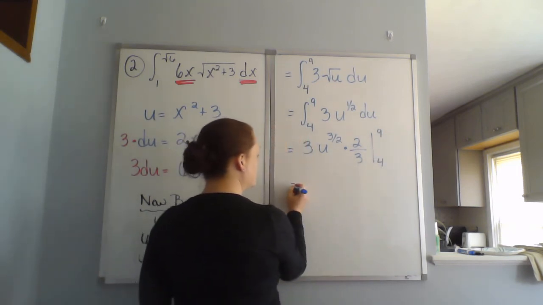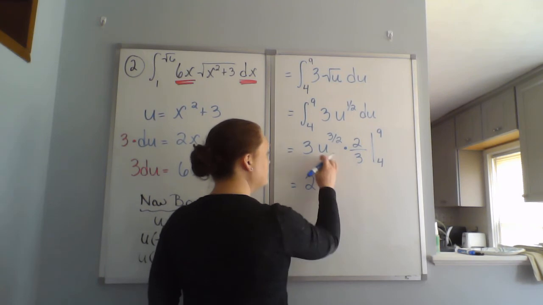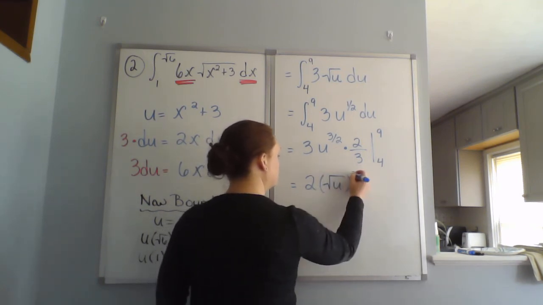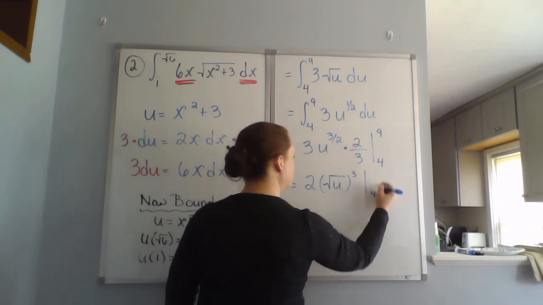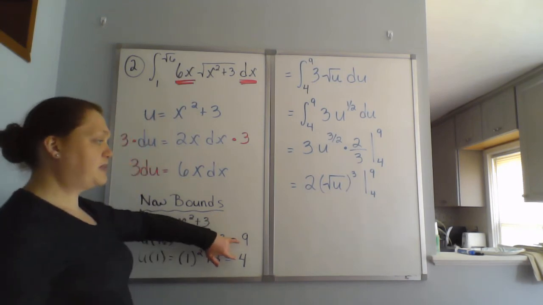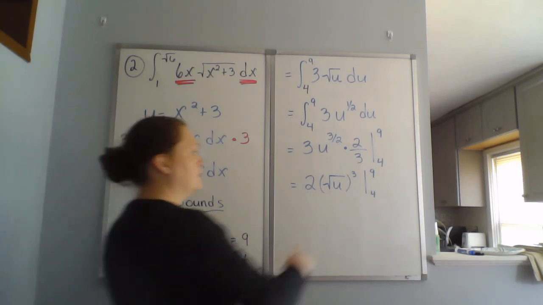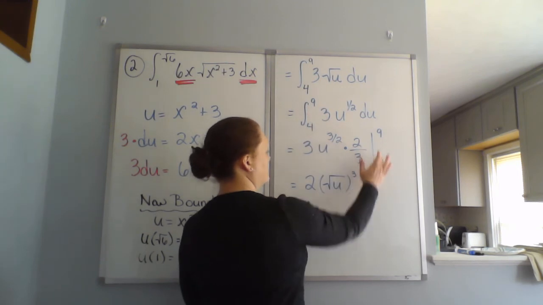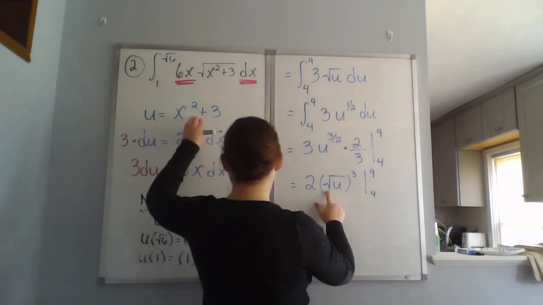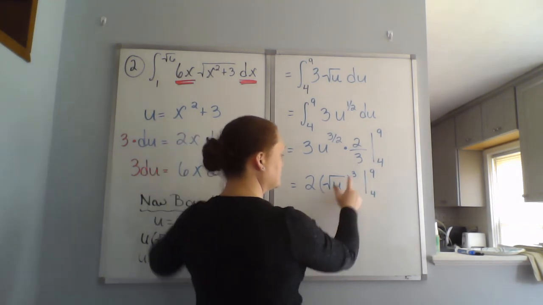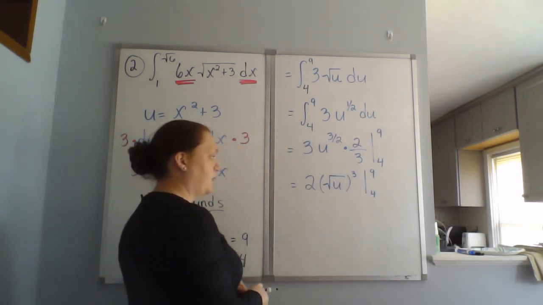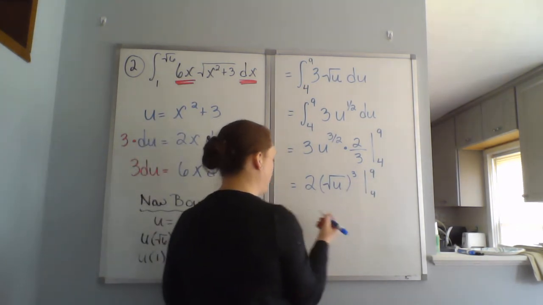Okay? So this is really 2 u to the 3/2, which is the square root of u cubed, and I need to evaluate that from 4 to 9. Now if I hadn't done the new bounds of 4 and 9, there would be no bounds written here or here or here or here, and my next step would be to write 2 square root of x squared plus 3 to the third, and then the original bounds of 1 and square root of 6. Okay? But I'm going to go from here and see what happens.